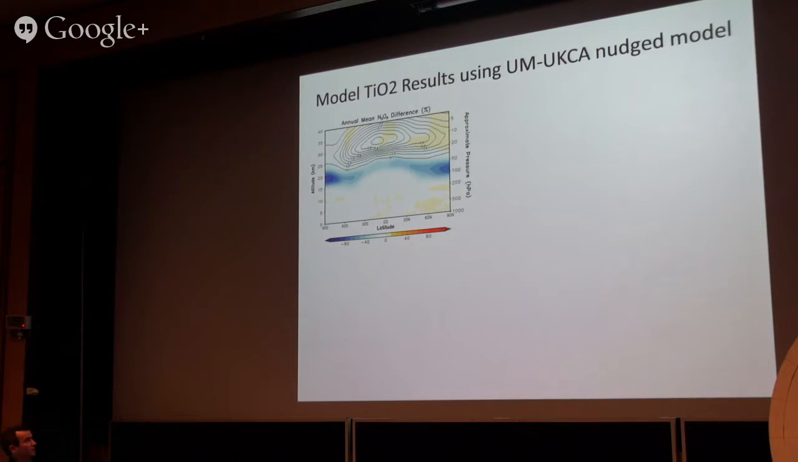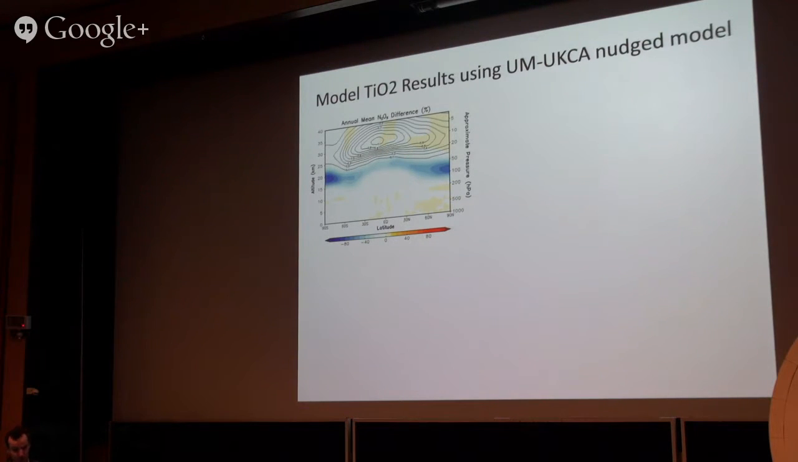And so more recent work by James Keeble has now put this into the UKCA nudged model. By nudging the model, we essentially use the climatology from a certain period. So this is looking directly after the Pinatubo eruption in 1991, so this is '92. This is the annual mean for '92. So again, this is the N2O5 results.